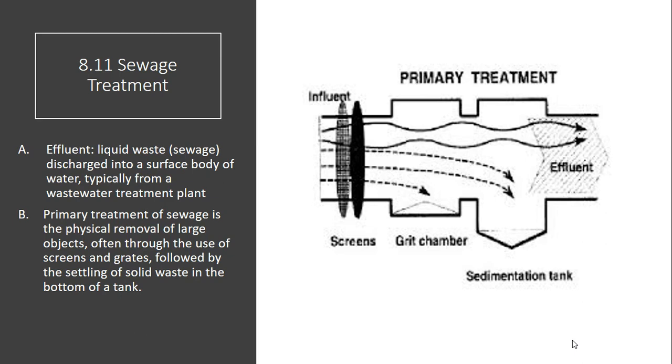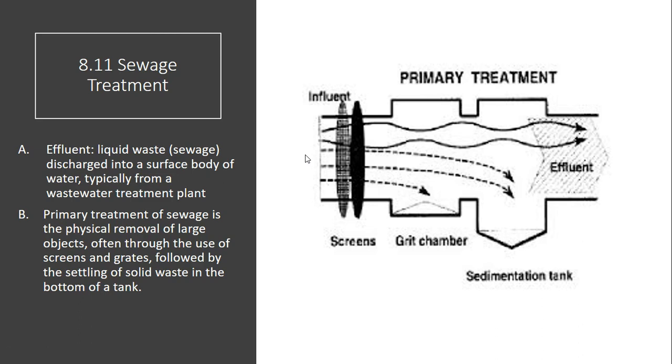Now, in looking at sewage treatment, at a wastewater treatment plant, any of the water that you flush down the toilet, water that you use that goes down the drain in your sink, in your shower, and so on, winds up at a wastewater treatment facility. Here in the image, this is what's called the influent. So, this is what's going to be coming into the wastewater treatment plant.